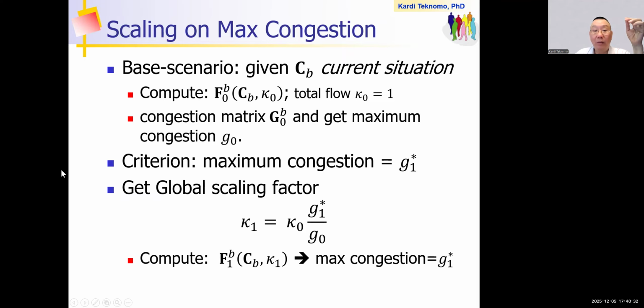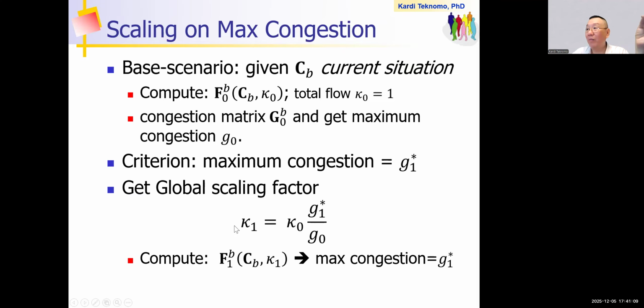So the technique is to compute kappa 1. What is this? The total flow in the network of the alternative situation, which is just a scaling. Can you see that? So you can calculate G1 divided by G0, which is already here, and kappa 0 is 1, so you can get kappa 1.